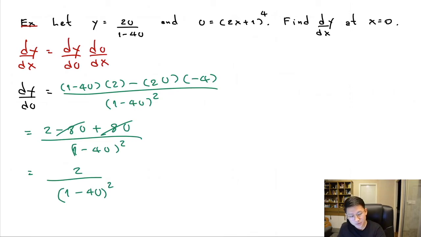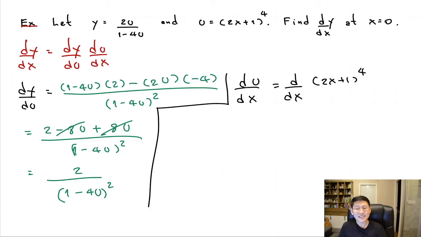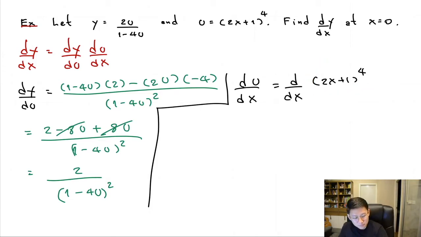Okay, so the next one is to find du by dx, which is d by dx of (2x plus 1) to the power of 4. But again, guys, we don't want to compute this term, right? So we can apply the chain rule again, right? Because if I let this be the big X, you can differentiate this function, right?